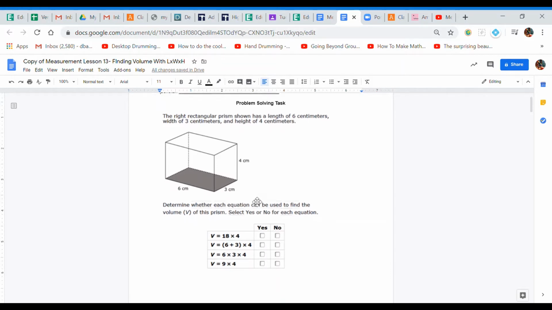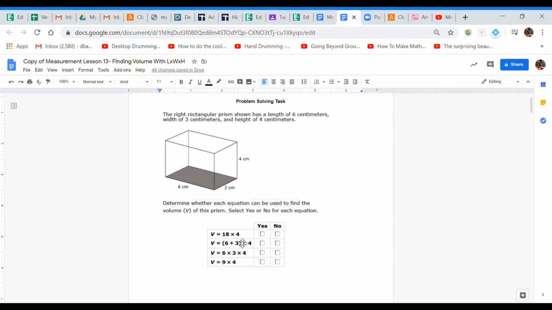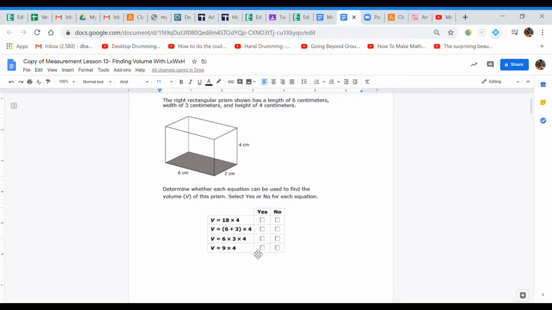Because we're going to look and see which of these equations can be used to solve for the volume of this prism. And if you remember, what we learned last lesson was that base times height equals volume. And we aren't given the base of this rectangular prism. So which one is going to be base times height here? The base is the bottom of the shape. So this gray part is our base.